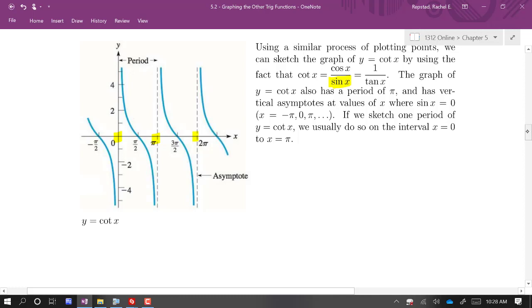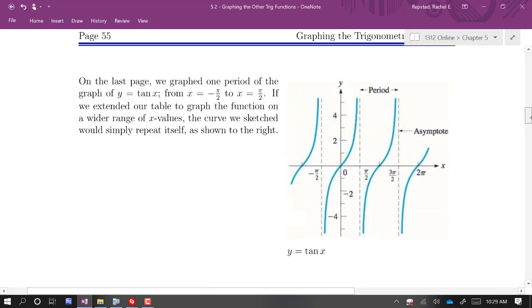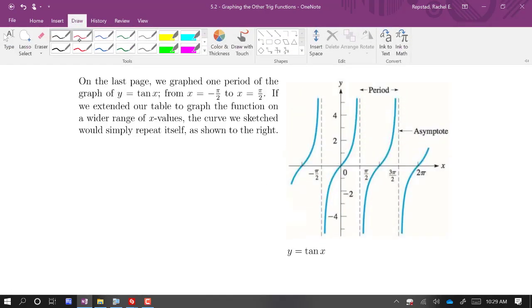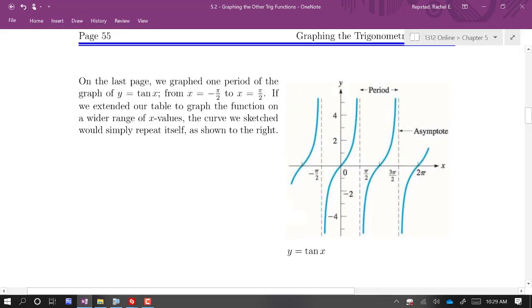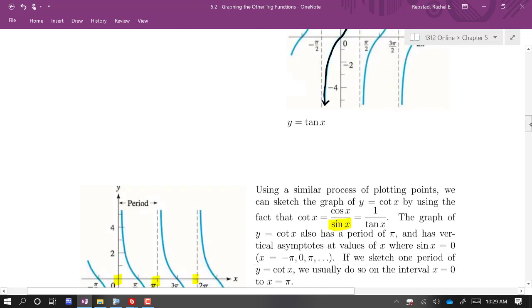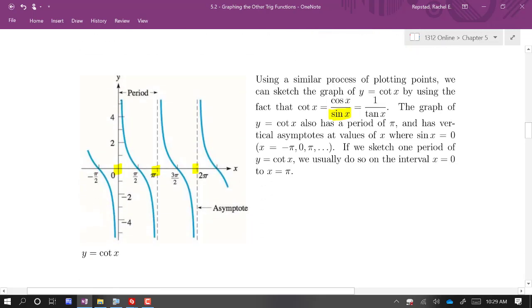Because when we sketch a periodic curve, usually we'd say, I'm just going to sketch one period of it, but we'd like it to be a smooth, continuous curve. And that's why with tangent, when we graph one period of it, we pick this one in the middle from minus pi over 2 to pi over 2. With cotan, the period is also pi, but to sketch one smooth continuous curve, we sketch it from 0 to pi.